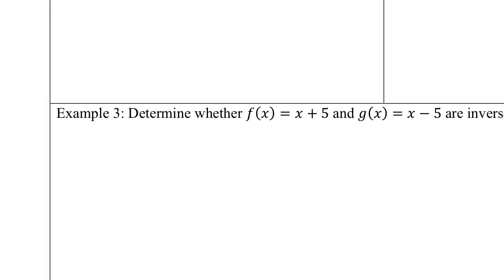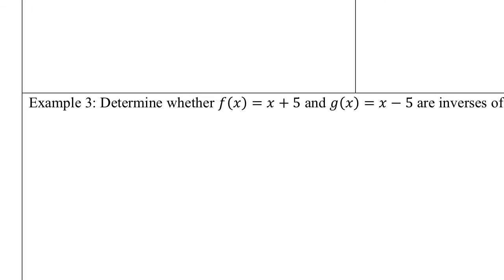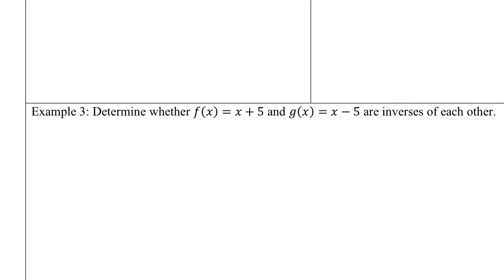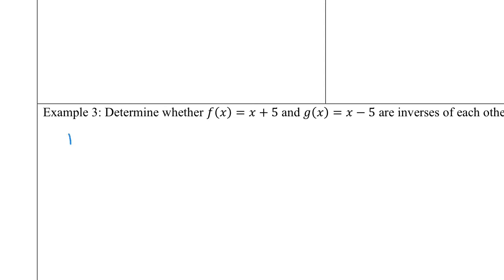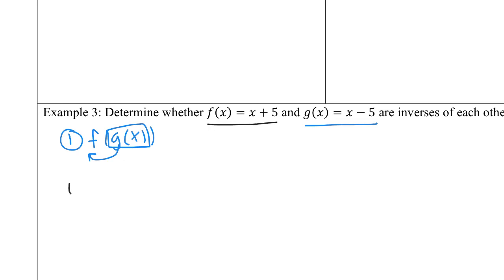Example 3. Determine whether the functions x plus 5 and x minus 5 are inverses of each other. So step 1, f of g of x. So we're going to replace g of x inside f. So g is the x minus 5 and f is the x plus 5. So the f function, we're going to start here. I have x, and x is really this x minus 5, plus 5, and we're going to simplify.